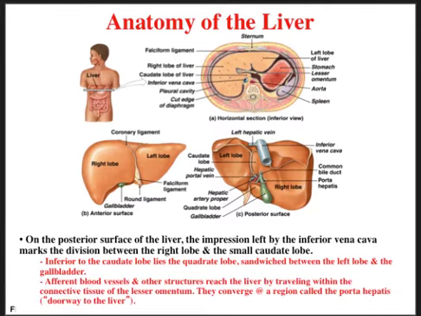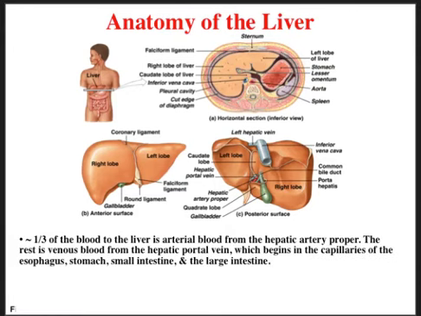Afferent blood vessels and other structures reach the liver by traveling within the connective tissue of the lesser omentum. And this is a common theme that we've seen in the connective tissue throughout our look at the digestive system. It always serves as a passageway for nerves and blood vessels and lymphatics. They converge at a region called the porta hepatis, known as the doorway to the liver.